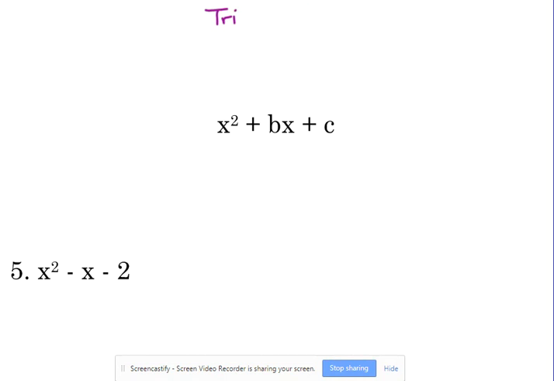This is a trinomial because there are three terms. Terms are separated by pluses and minuses. So a trinomial is three terms. You will hear me use that term every once in a while, so I want to make sure everybody knows what I'm talking about. Okay?